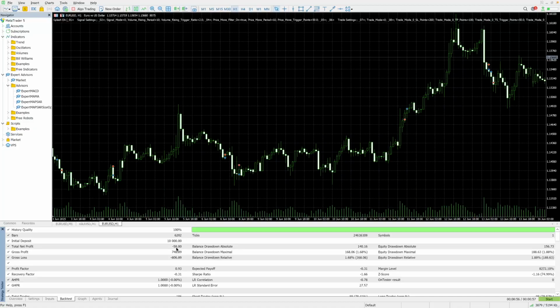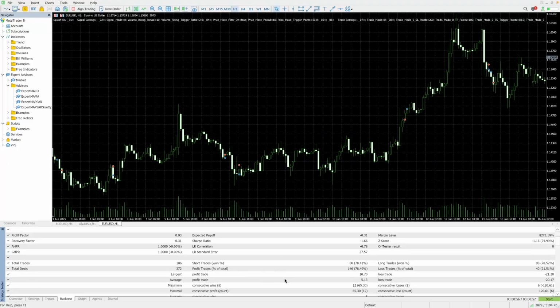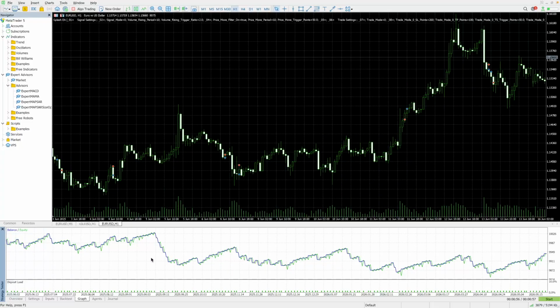We also have the max drawdown, which stayed low around 1.7%, and the win rate was still high. We have 78 to 79% win rate. The equity curve was quite choppy. Yeah, it had several drawdown periods and didn't fully recover by the end.